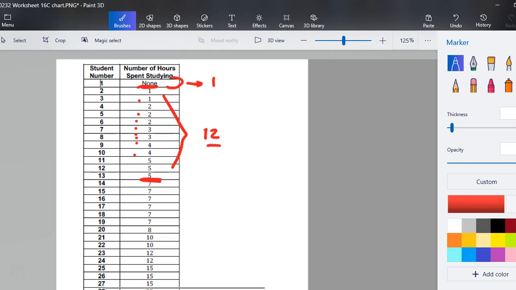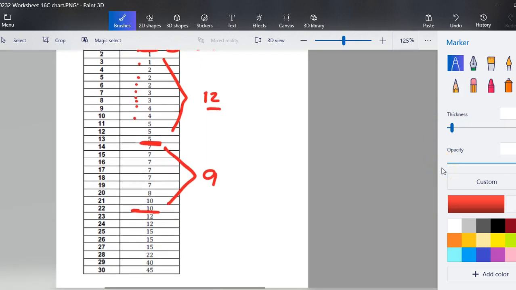We don't have anything representing 6, but we can catch 7 to 10. I've already counted these 2. There are 9 of them. And then that leaves us with the bottom part of our chart, and it's asking on question 1 for us to look at more than 10 hours. So not 10, more than 10. And the amount of students here are 8.